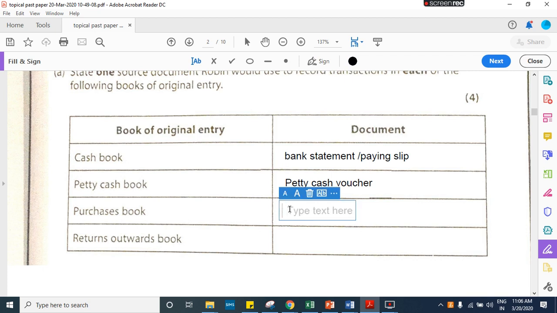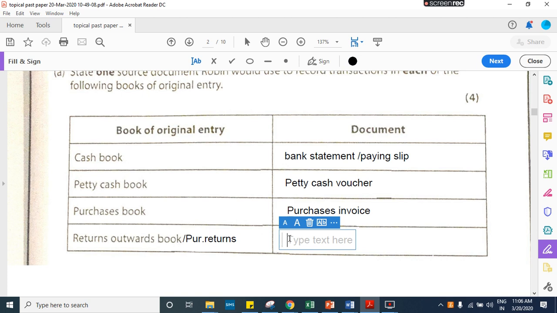Purchaser's book. We had a similar question in the previous one. Purchaser's invoice. Return outwards, which can also be called purchaser's returns. So for purchaser's returns, it's a debit note. Again, there is an error in the marking scheme. It states credit note, actually it's a debit note.